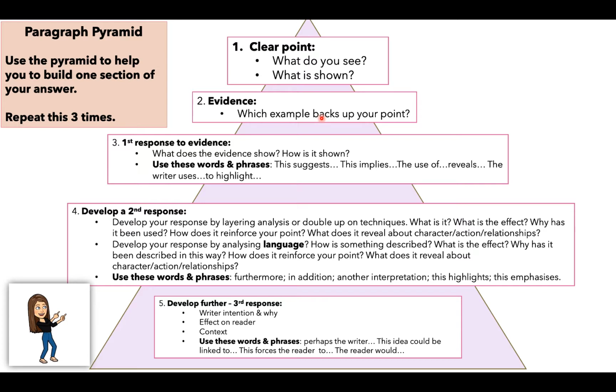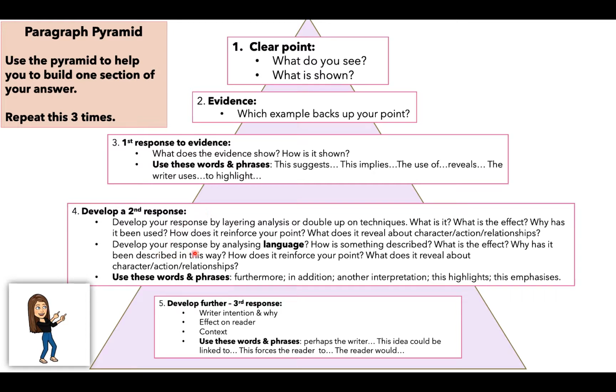Just describe it or paraphrase it, or if you've got some quotations in your head, by all means use them. Multiple responses to your evidence, because you want to build. So initially, what does the evidence show? You can use some of these phrases to help you. And then you want to develop a second response. So you maybe layer your analysis or double up on techniques. So maybe you say, well, this is juxtaposition, but it's also a symbol. So you're doubling up on what you're talking about.